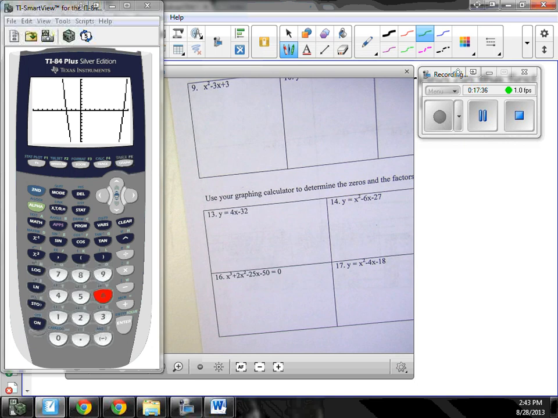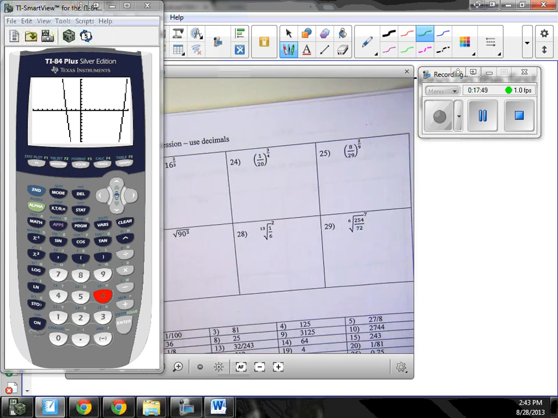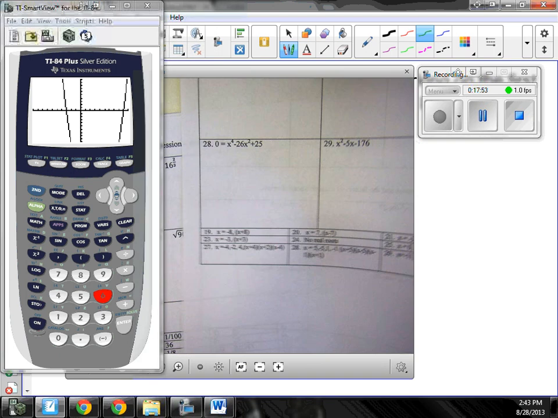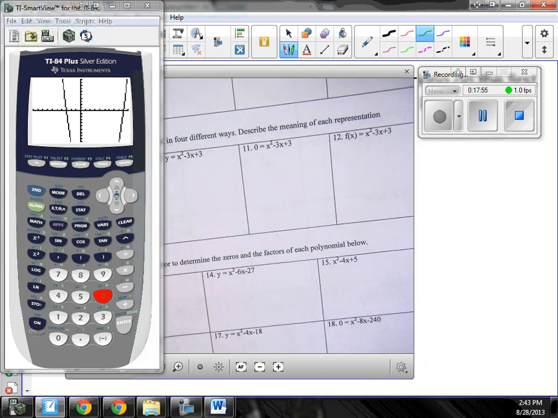15 could very well be imaginary. I'm not sure. But there are answers on the back, right? Yeah, the answers start at 19. If it doesn't touch the x-axis, then it has no real roots. It still has roots. They're just imaginary. No real roots.